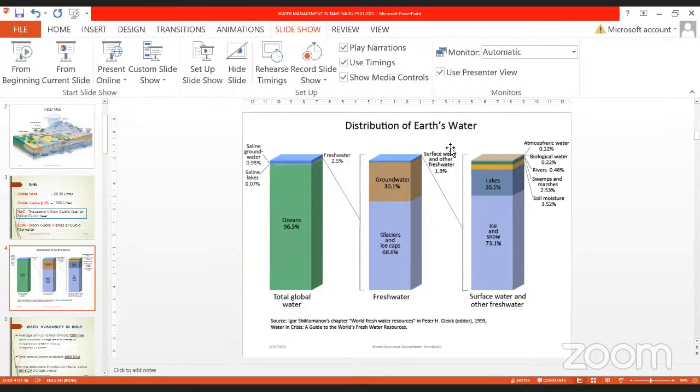Now, considering the surface water 1.3% as 100%, we get to the next column. Out of this 1.3%, ice and snow on the surface contribute about 73.1%. Lakes contribute about 20.1%, and the remaining is atmospheric water, biological water, which is in the body of every living being, and rivers, swamps and marshlands, and soil moisture, which altogether comprise the remainder as mentioned here.